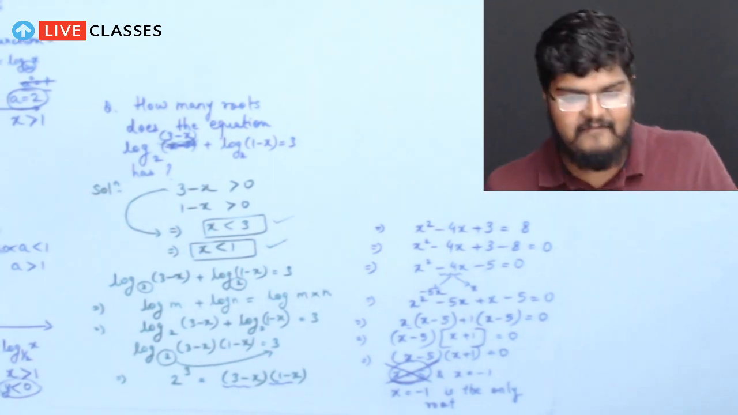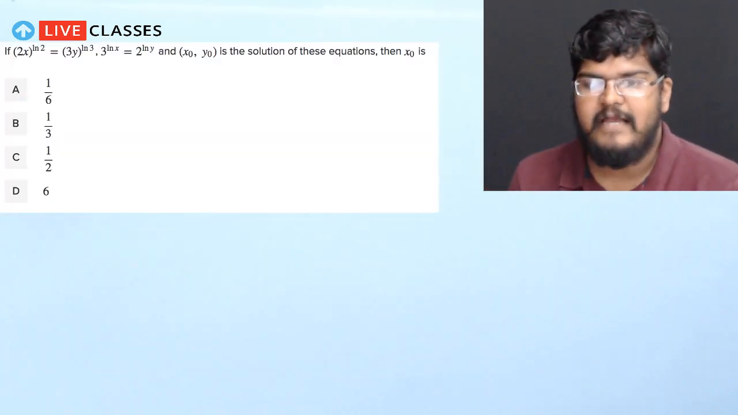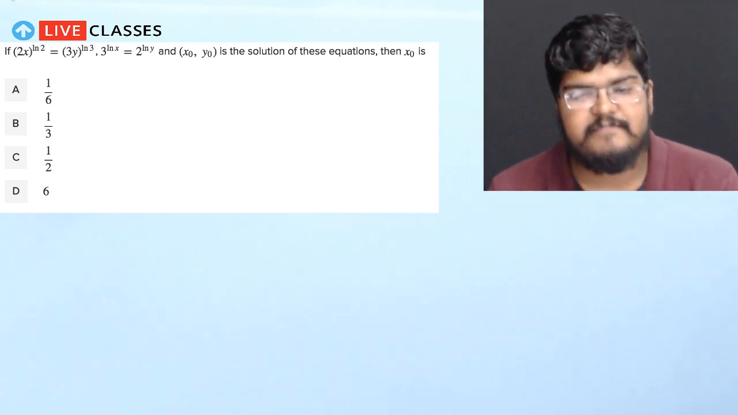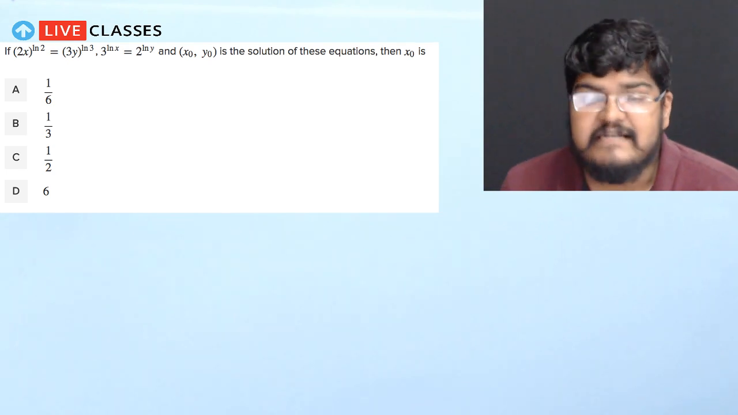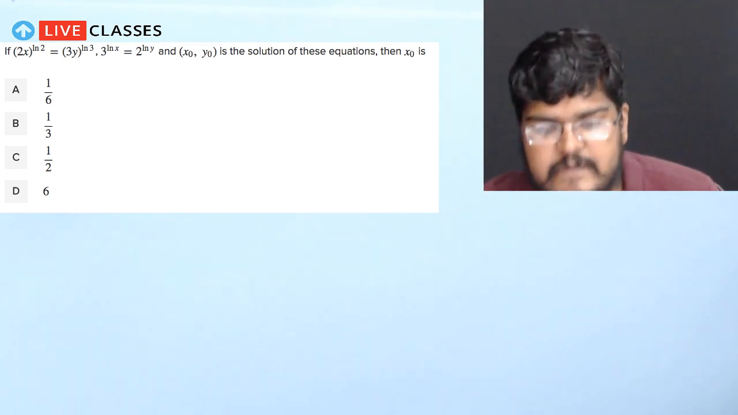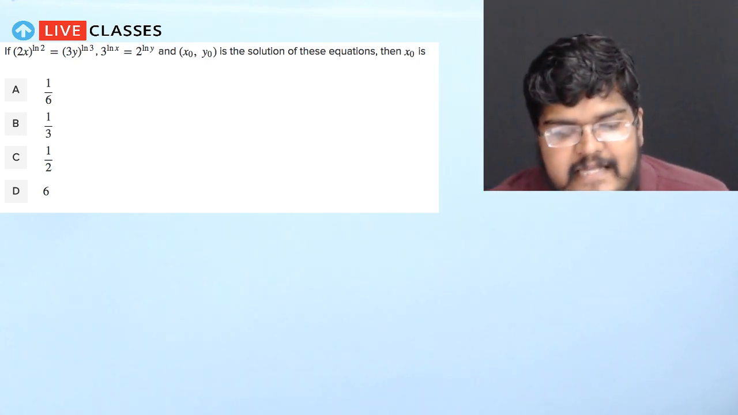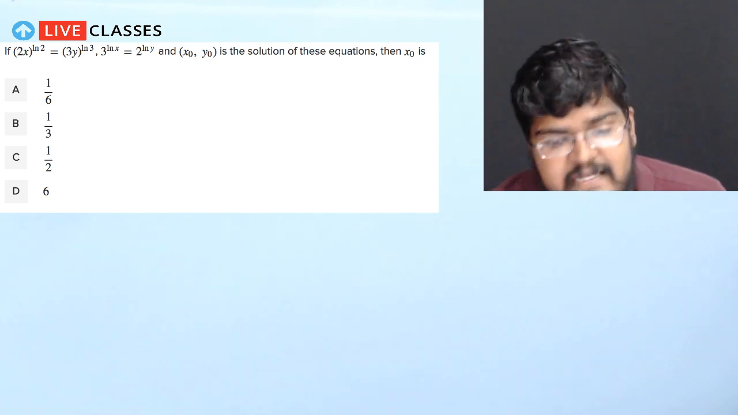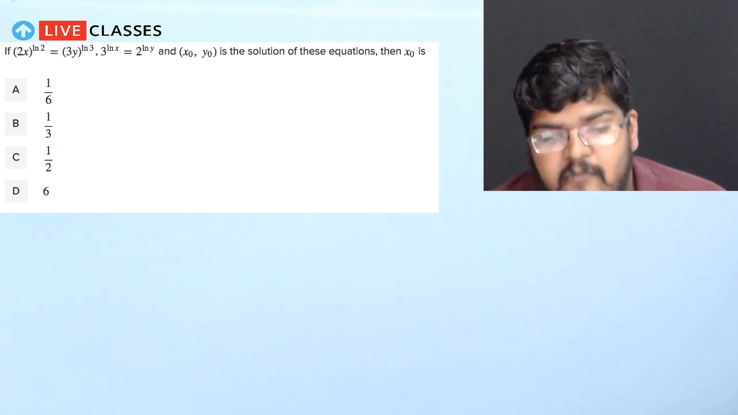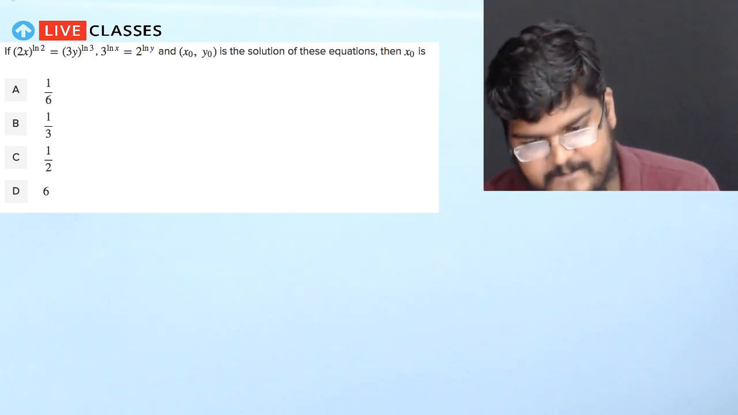So now we'll have that question on our screen. So I believe guys that now the question is visible to you all on your screen. Let me just read the question for your sake once again. If 2x raised to the power ln 2 is equal to 3y raised to the power ln 3 and 3 raised to the power ln x is equal to 2 raised to the power ln y, and (x0, y0) is the solution of these equations, then the value of x0 is.